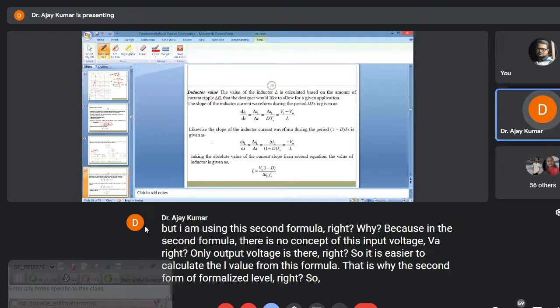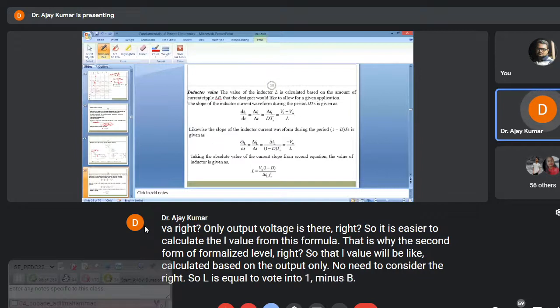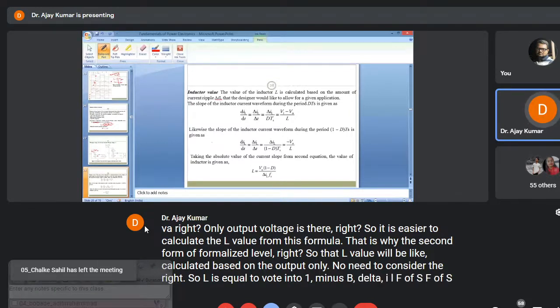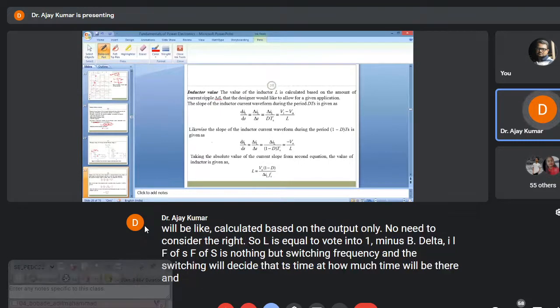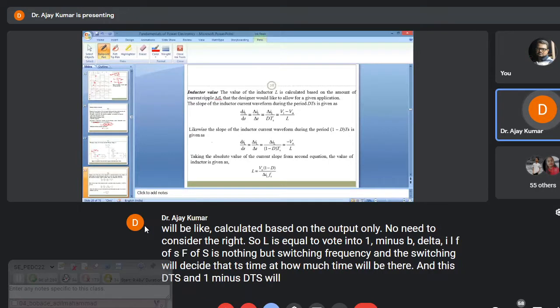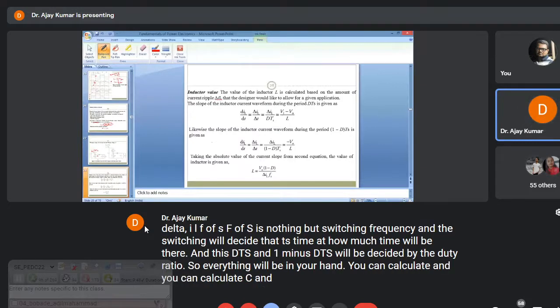No need to consider the input, right? So L is equal to V naught into (1 minus D) divided by delta IL times f_s. f_s is nothing but the switching frequency, and the switching frequency will decide the TS time, and DTS and (1 minus D)TS will be decided by the duty ratio. So everything will be in your hand. You can calculate L, you can calculate C, and you can play with the buck converter and the boost converter.